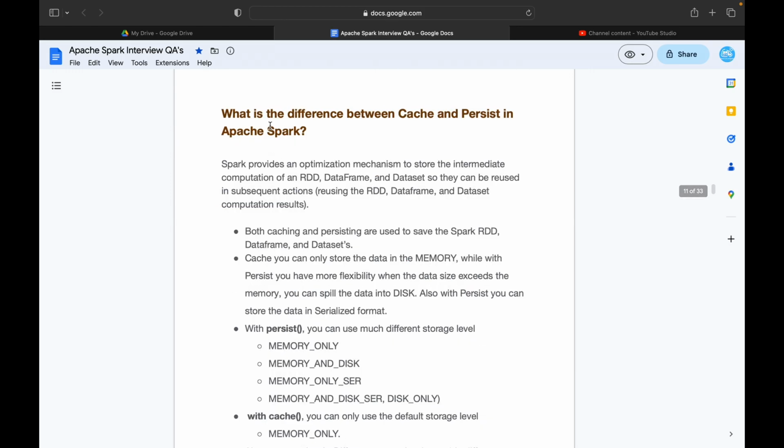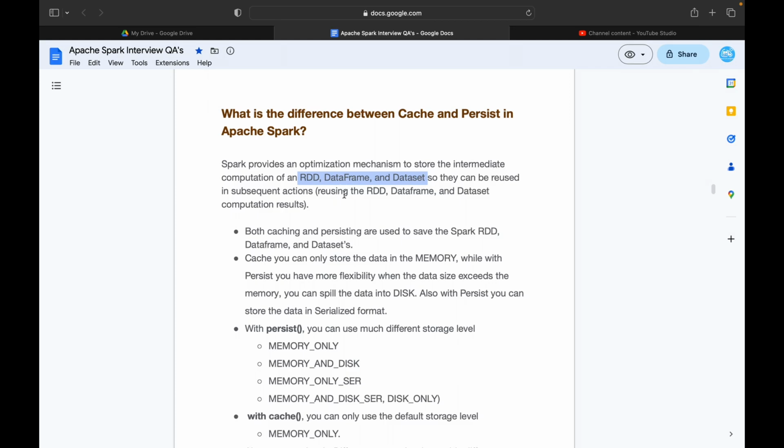So the next question is, what is the difference between cache and persistence in Apache Spark? First we'll try to understand what is cache and persistence in Apache Spark. Spark provides an optimization mechanism to store the intermediate computation of RDD, data frame, and dataset. Both cache and persist are optimization mechanisms to store the intermediate computation of an RDD, that is resilient distributed dataset, data frame, and dataset, so they can be reused in subsequent actions.